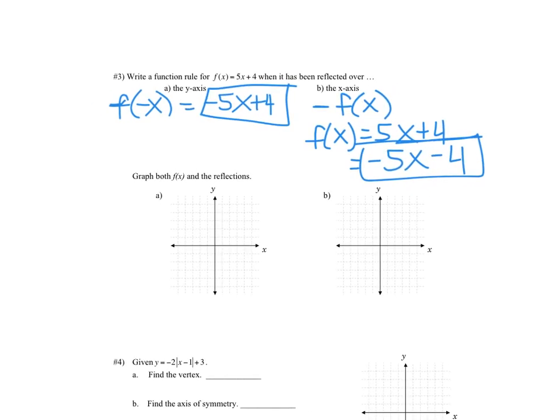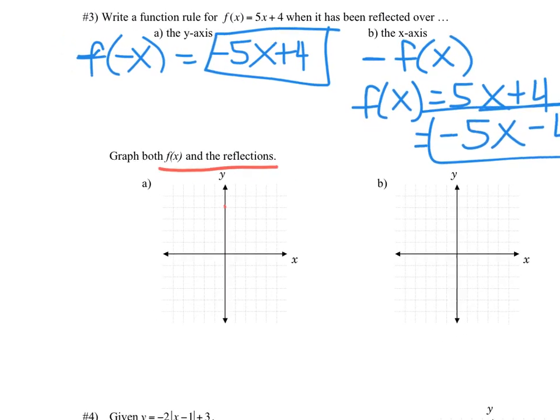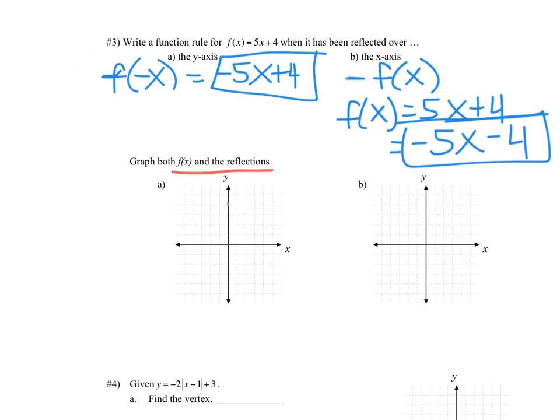So let's do this. Let's graph our function f of x. We're going to graph both f of x and the reflections below. So let's graph f of x, which is to go to 1, 2, 3, 4. And we're going to count up 5 and over 1. Or we could go down 5 and back 1. That's the same thing. Okay, so that right there, that red line is f of x.